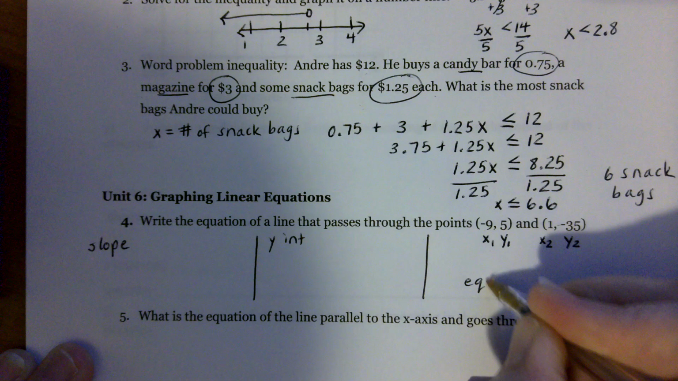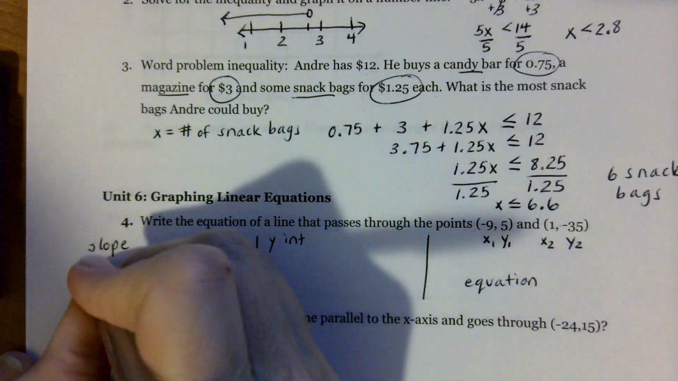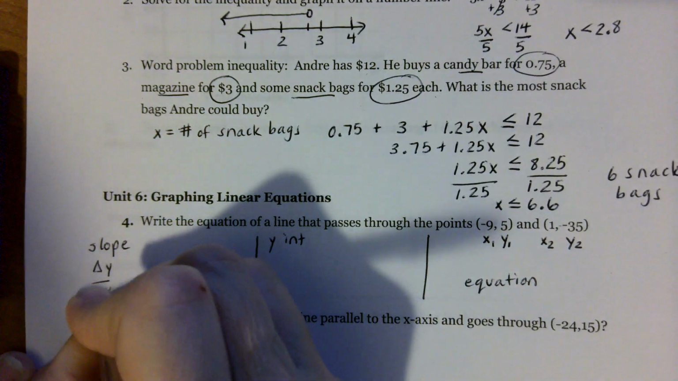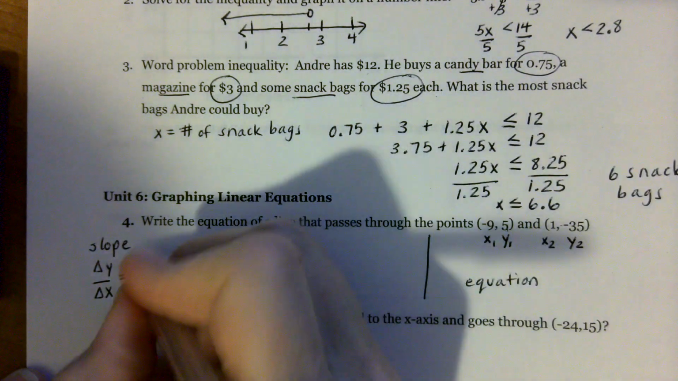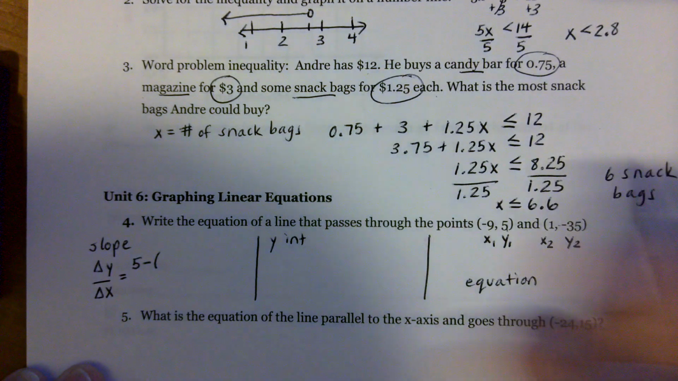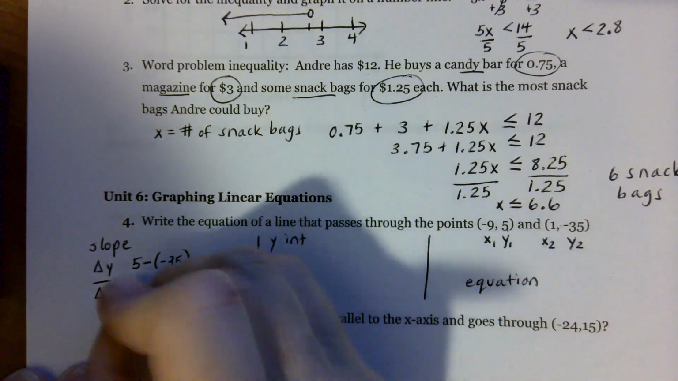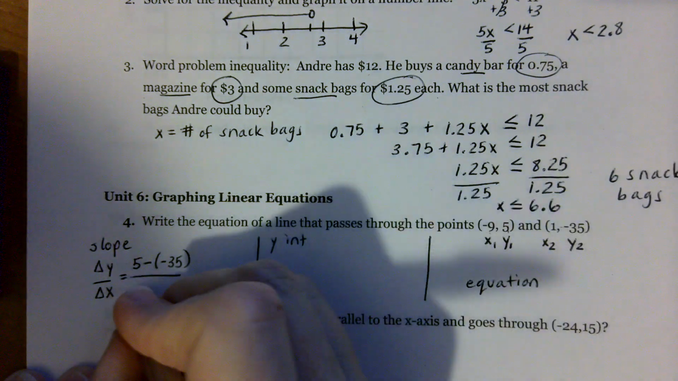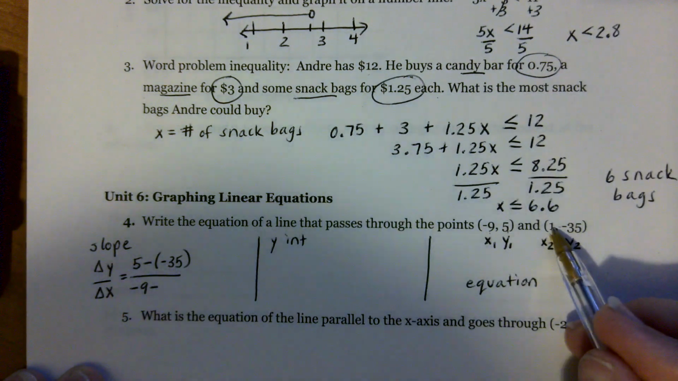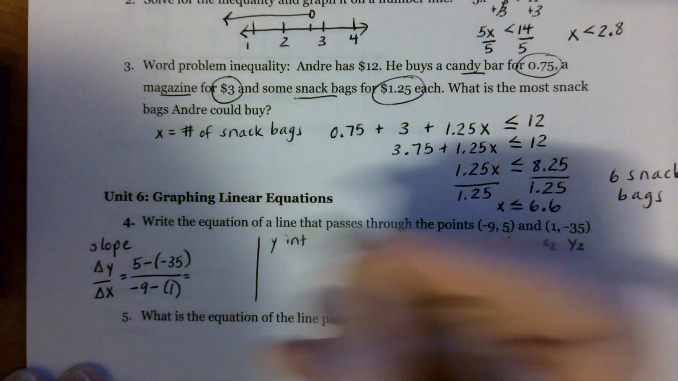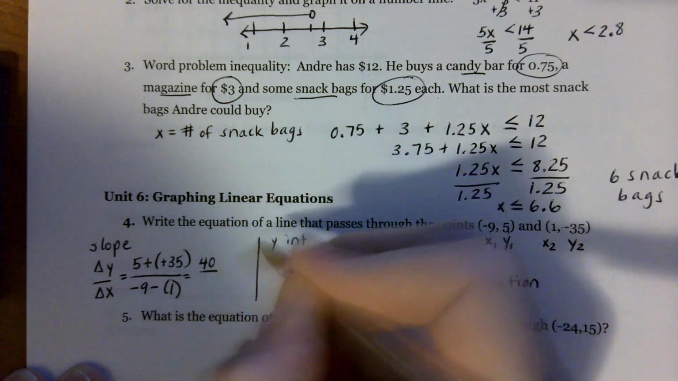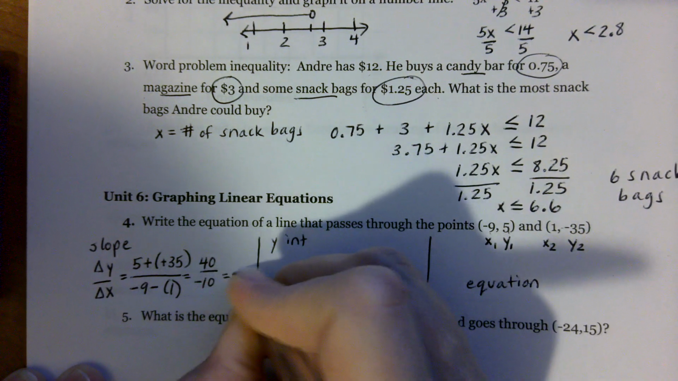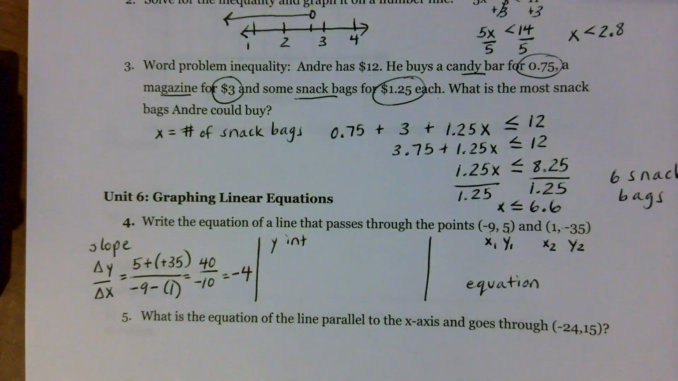Our slope is found by change in y over change in x, delta y over delta x. I'm going to take one y value, 5, and I'll subtract the other y value, negative 35. I come back to this point, I had negative 9, and I'm going to subtract the other x value, 1. So minus a negative is the same as adding a positive. This is 40 over negative 10, which is negative 4. To find the y-intercept, I pick any one of these points.